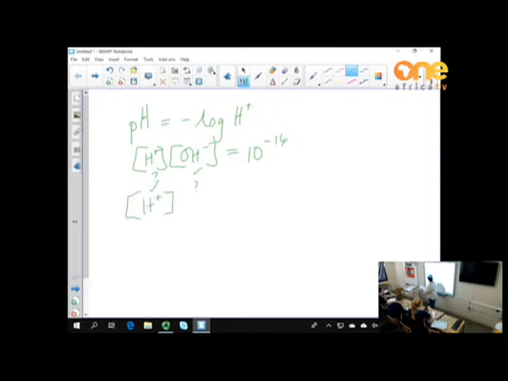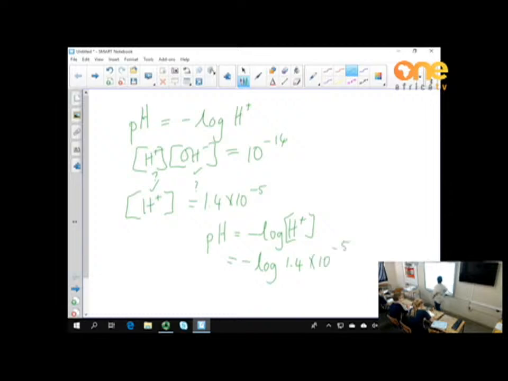So the first calculation: calculate the pH of the solution if the hydrogen ion concentration, square brackets means concentration, is equal to 1.4 times 10 to the power minus 5. Very simply, pH is minus the log of the hydrogen ion concentration, so it's minus the log of 1.4 times 10 to the power minus 5, and that gives you an answer of 4.85.